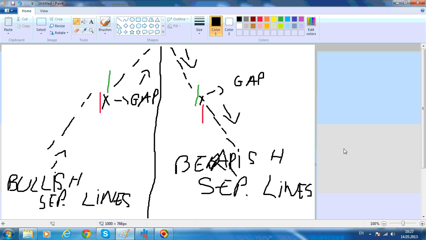This is the last continuation pattern that I am going to present to you under the Japanese candlestick techniques, and this is pretty much it. This is pretty much what I can tell you about them. It is extremely powerful, especially on the equity markets.